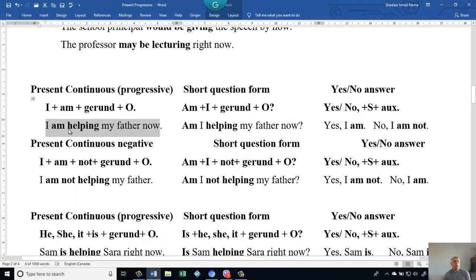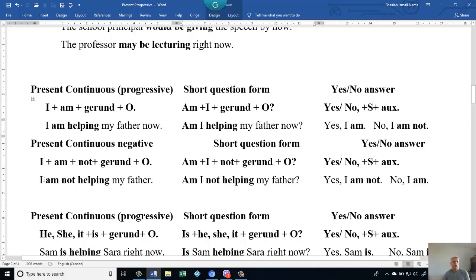I am helping my father now. Then if we want to make it a question, we take the auxiliary verb and place it in front of the subject, as we did here. Am I helping my father now? Then the answer to this question is going to be yes, I am, or no, I am not.